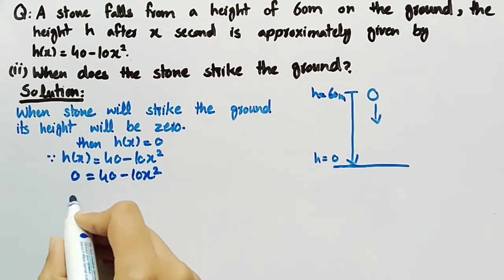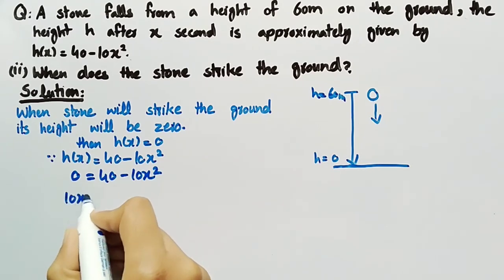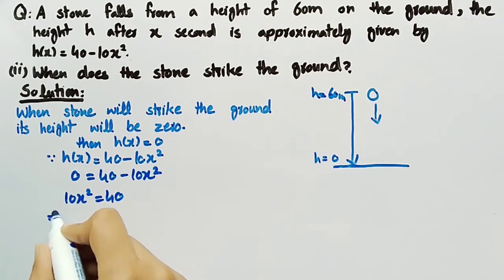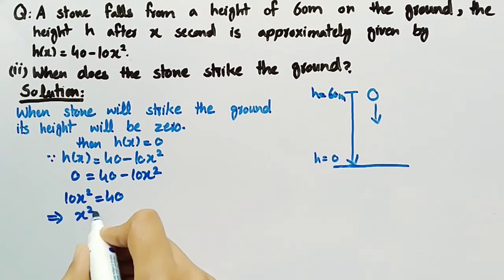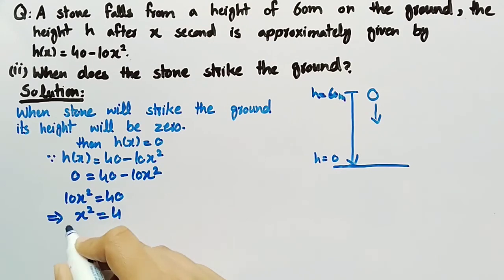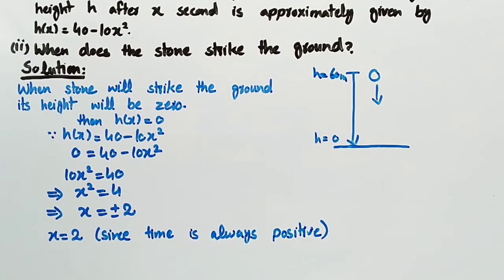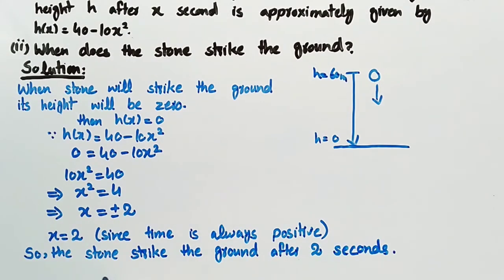We can also write it as 10x² = 40. Now by dividing both sides by 10, we get x² = 4. By taking square root on both sides, we get x = ±2. Since we are trying to find time, we will take just the positive value of x since time is always positive. So the stone strikes the ground after 2 seconds.